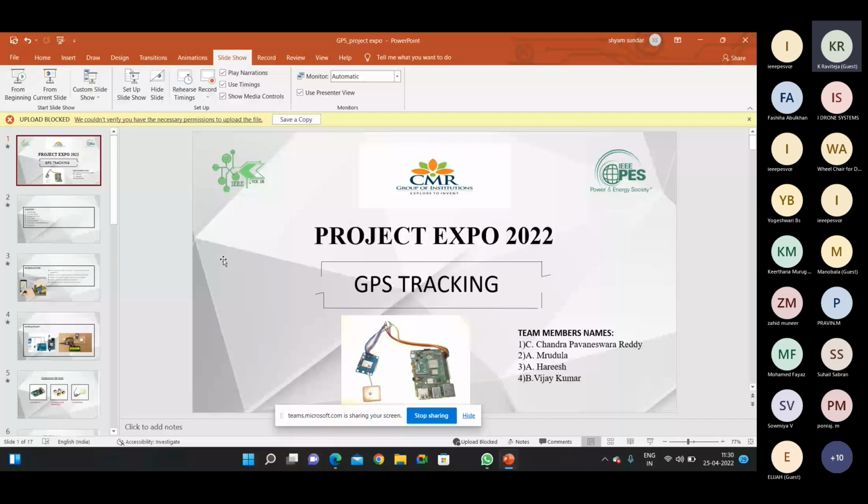Okay, what is the overall cost of a single unit? Approximate cost? Like, Raspberry Pi is 3,300 and overall cost is 4,000, sir. 4,000. Okay.